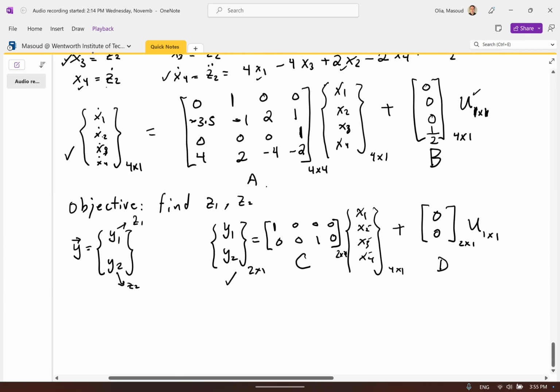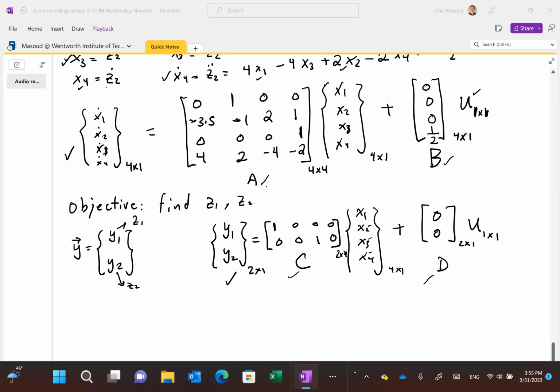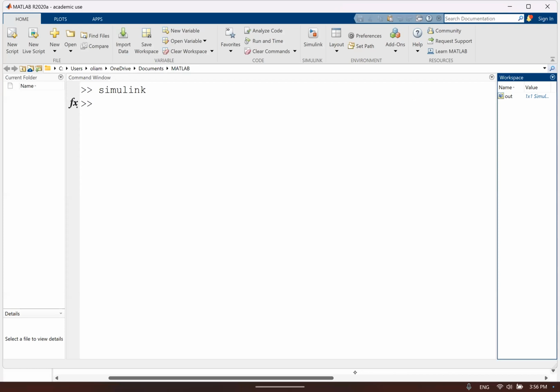So now the question is, how do you simulate this? That's important. How do we simulate this? So we need to actually input matrix A, B, C, and D. So now let me do this. Sorry guys, let me see, where is my MATLAB? Here we go. All right, so you could bring up Simulink by either typing Simulink or just clicking on the Simulink icon here.